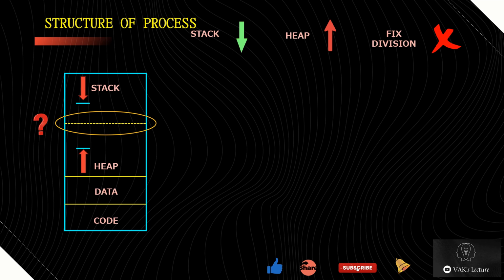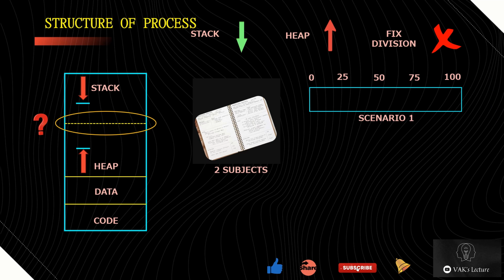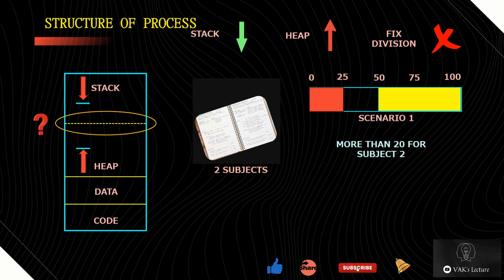Let us understand it with an example. Let us say we use a single notebook for two subjects. Let us consider the first scenario. We write one subject from the start and the other from the middle of the notebook. Let us say we finish our first subject in half the pages, in this example 25 pages. And for the second one, we complete 50 pages. Still, we require 20 more pages.